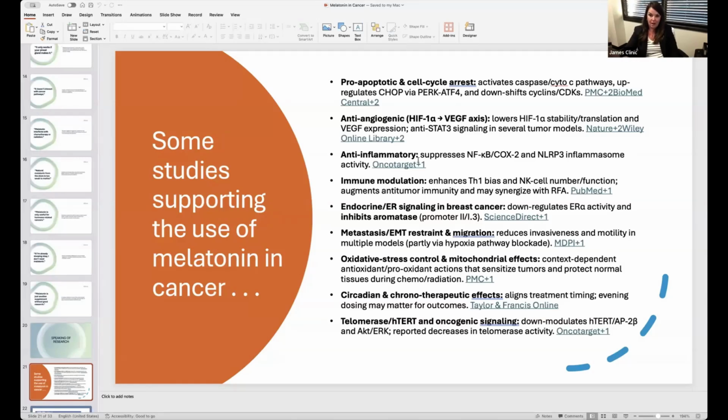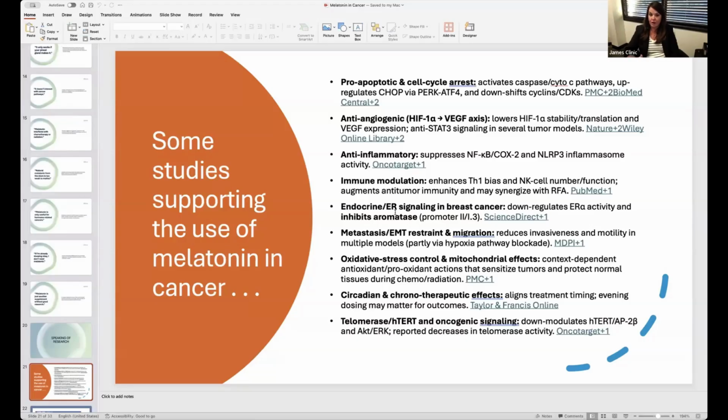Anti-inflammatory. Most antioxidants have an anti-inflammatory component. Immune modulation. Again, we want to balance out that Th1 to Th2, and we want to increase the NK cell, the natural killer cells. So when we're looking at your neutrophil to lymphocyte ratios every month, this is one of the things that can help us balance that out.